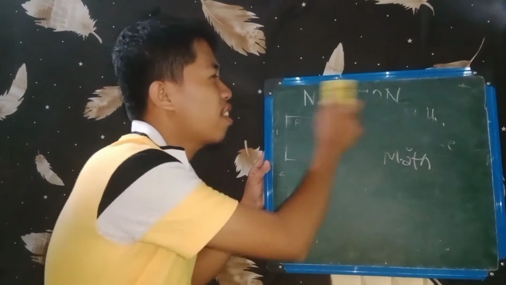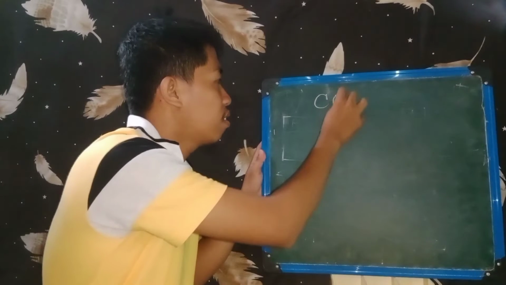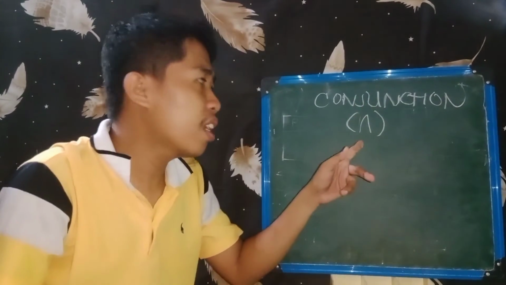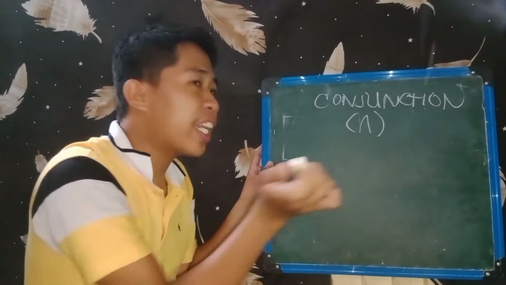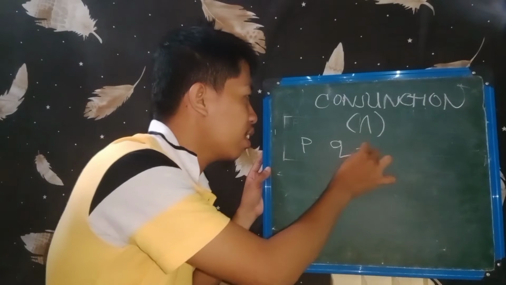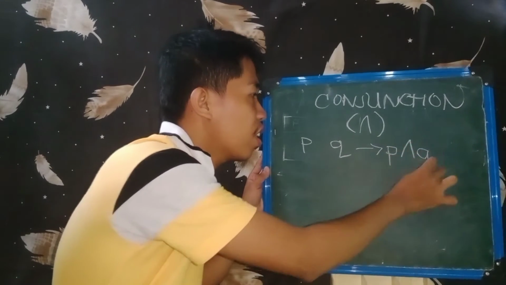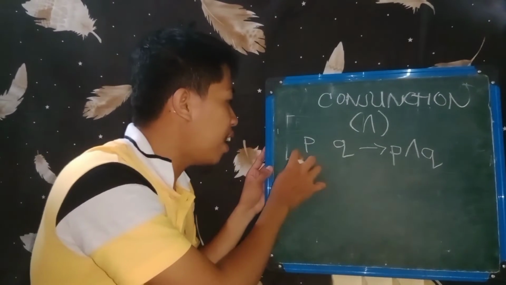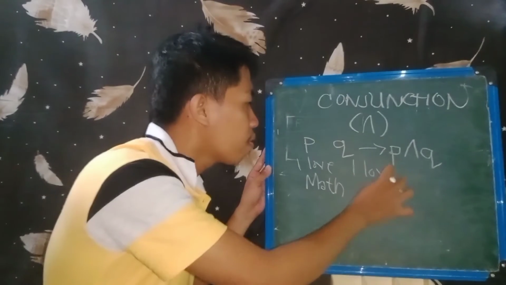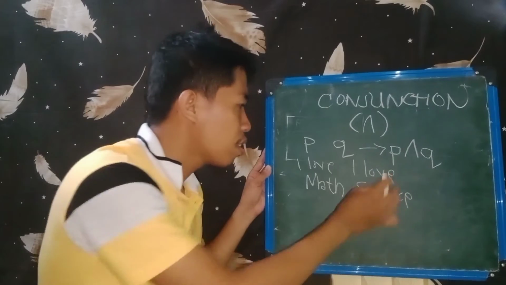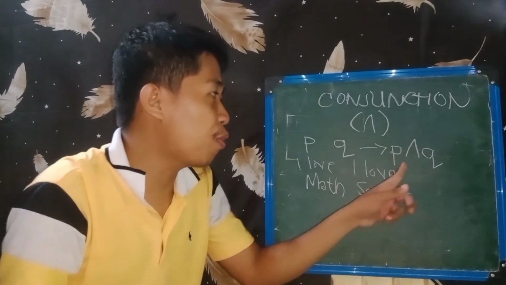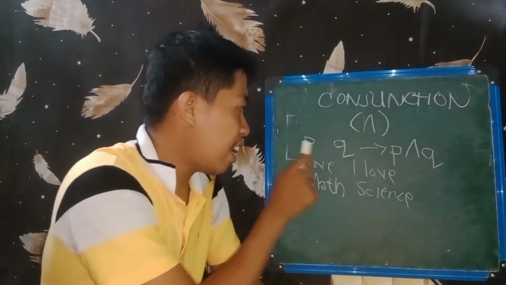The next one is the conjunction. How do we read this? "And." Say for example, we have a statement P and a statement Q. How do you form a conjunction of P and Q? Say P is "I love math," and Q is "I love science." If we form the proposition in the form of P and Q, this will become "I love math and I love science."